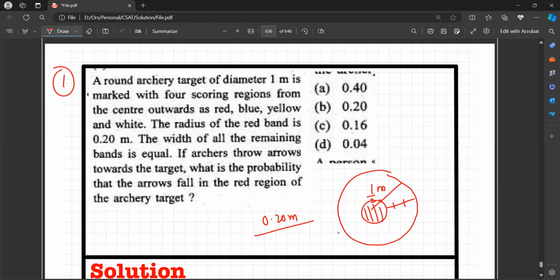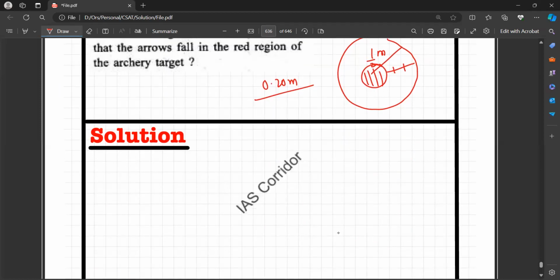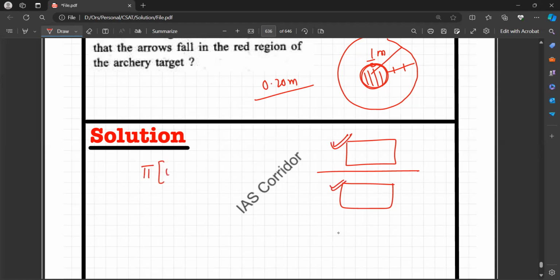If archers throw arrows towards the target, what is the probability that the arrows fall in the red region of the target? Red region मतलब ये वाला सर्कल। So probability क्या होगा? The area of the red circle divided by the total area, because it should hit this area. ये total area है। That means pi into 0.20 का square whole divided by pi into r square, कितना हो जाएगा? 0.5 का square। ऊपर वाला कितना हुआ?